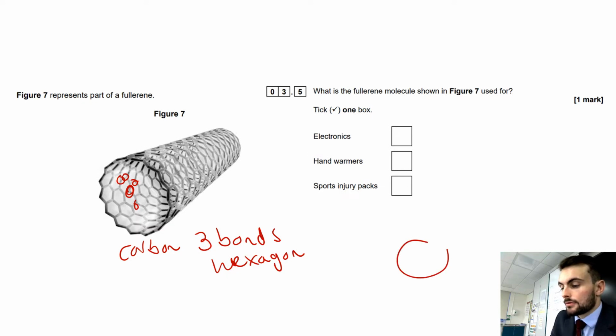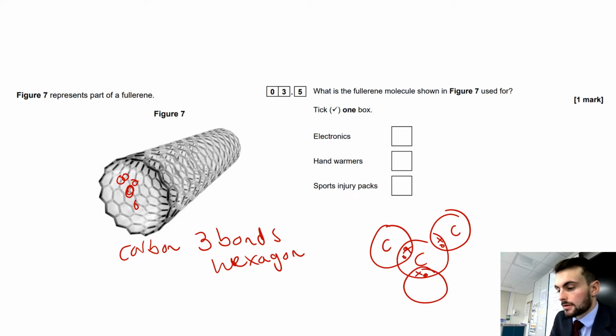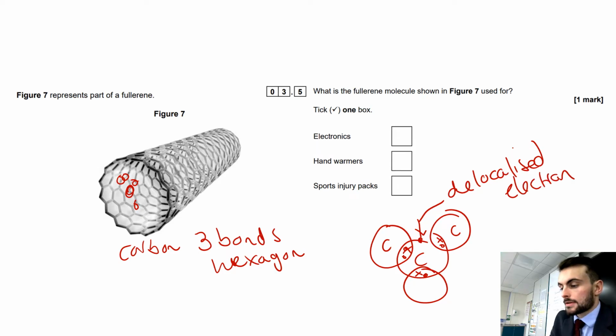If we draw the carbons linked together like this, making 3 bonds, what do we find? There is a delocalized electron. And what does that allow things to do? If the electrons are delocalized, it allows them to conduct electricity. So for this one, it is used for electronics.